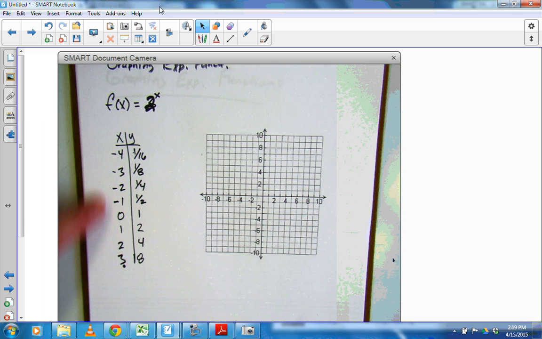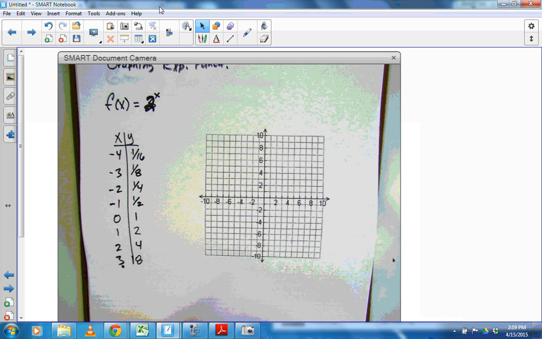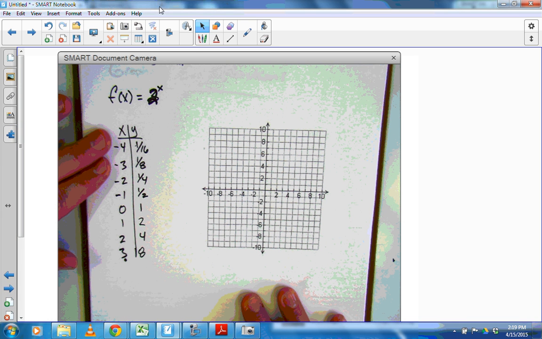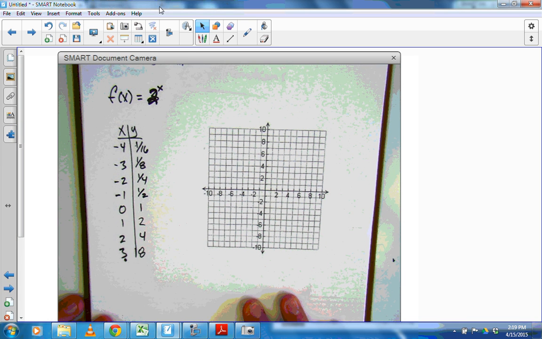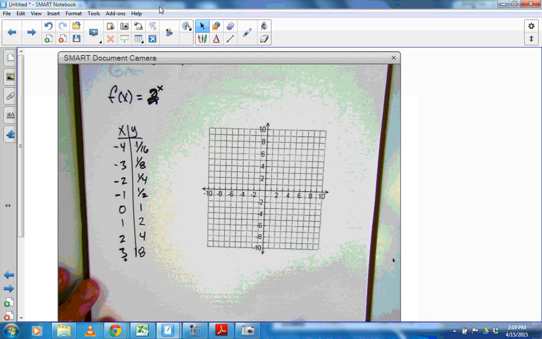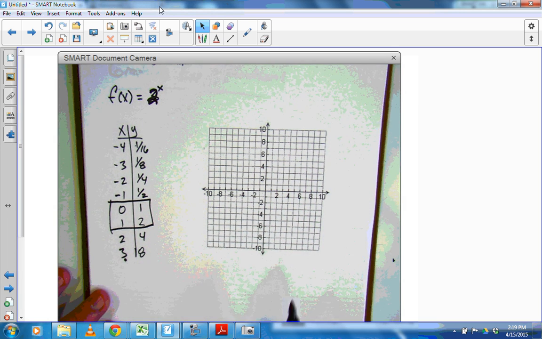Okay? Now, let's look at what these points look like. The first time that we graph one of these, I have to show you all these points so you get the idea of what they look like. But in the end, when you do them, all you're really going to be using is probably just those 2 points right there. I'll tell you about that more in a second.